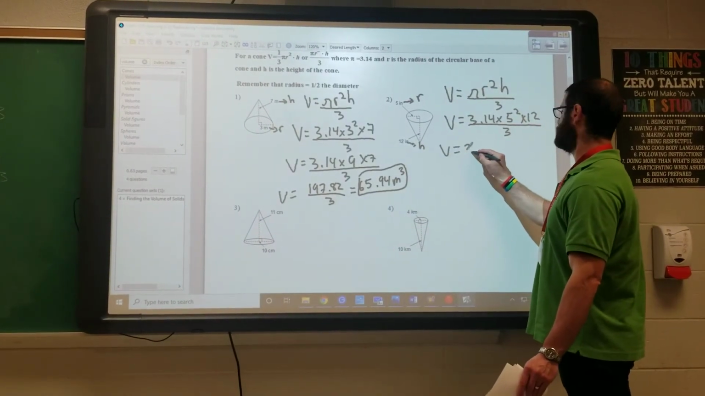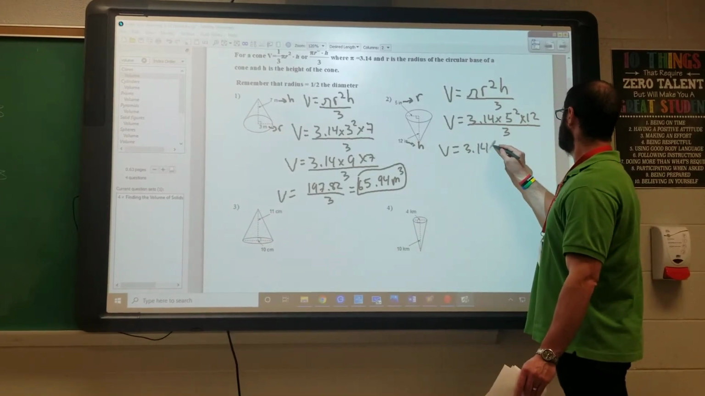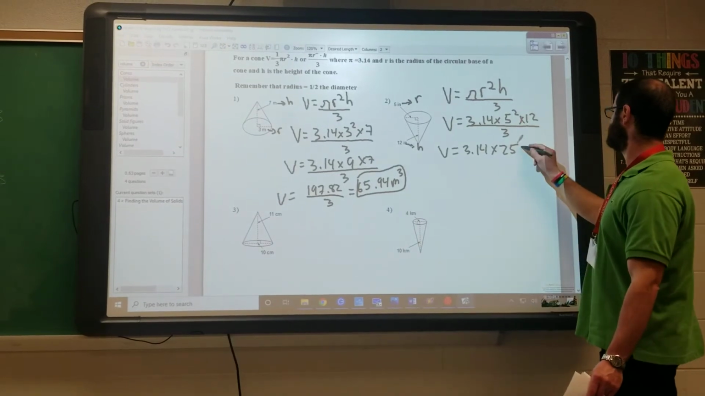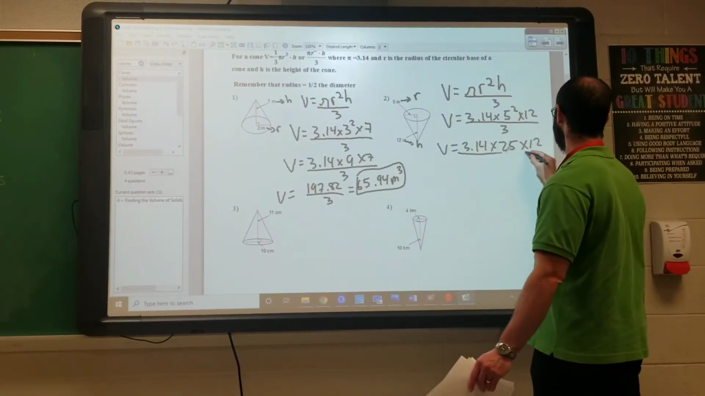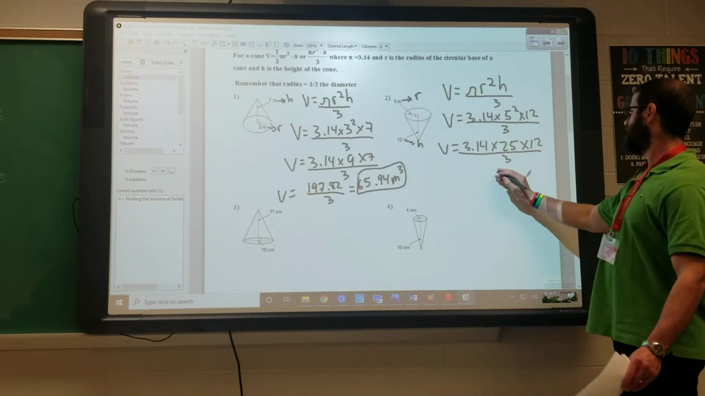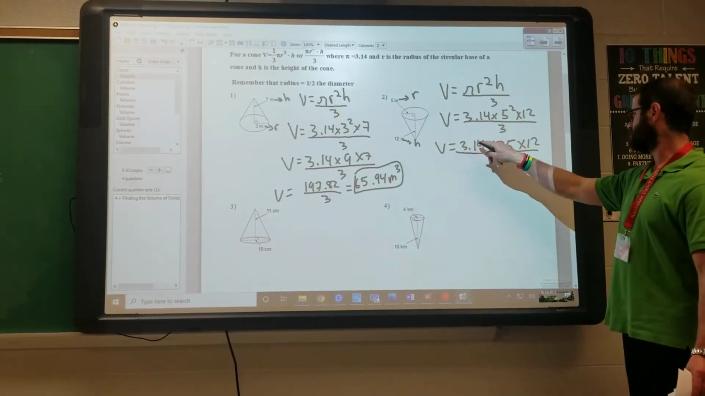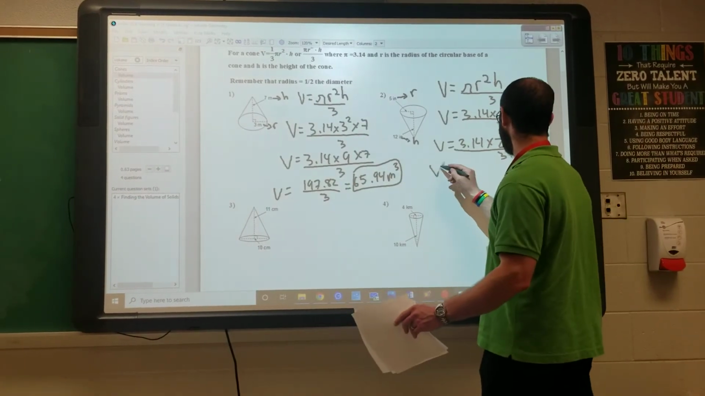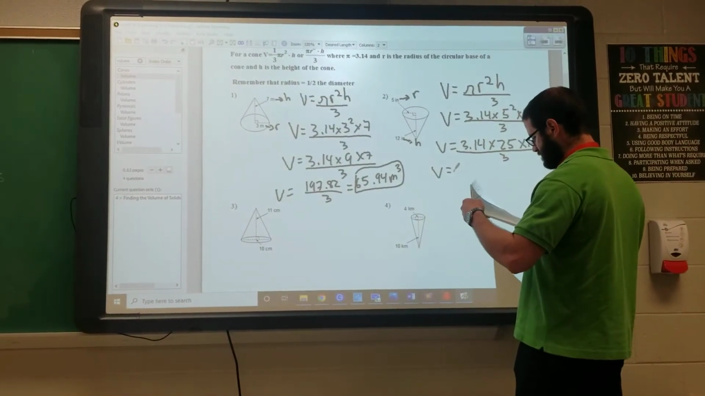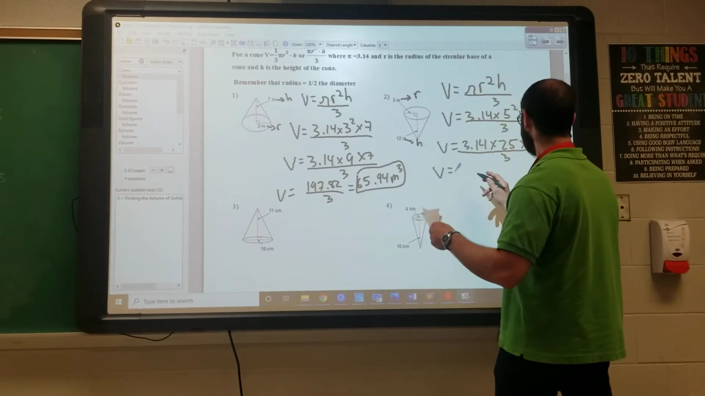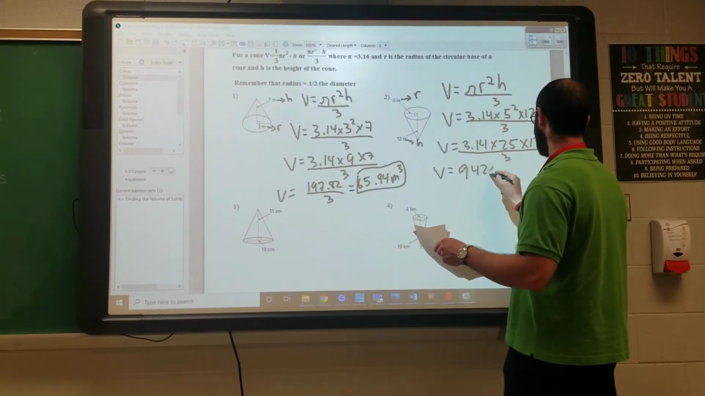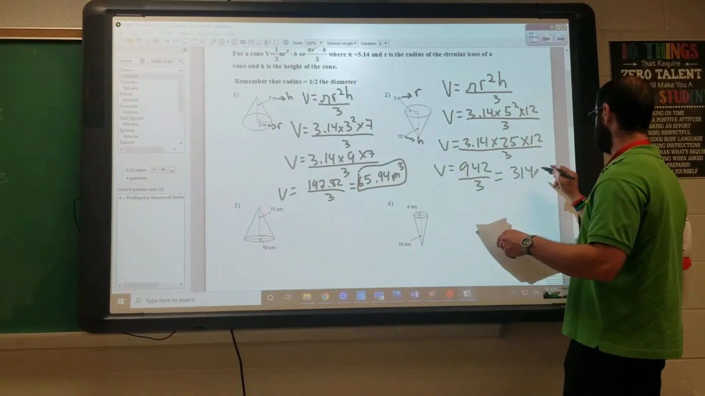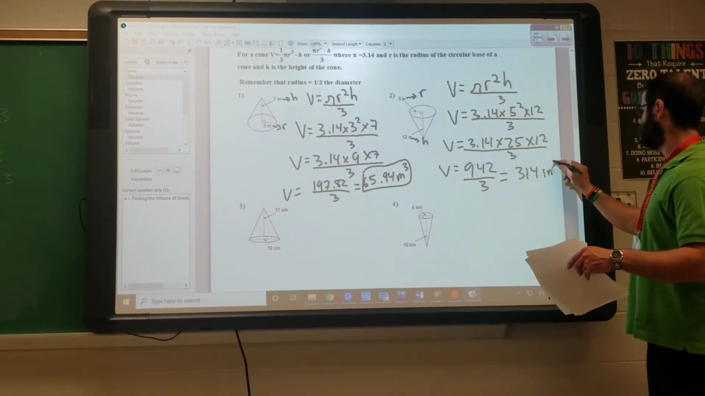Okay, so 3.14 times 5 squared, so that's 25. Remember, we have to do that exponent first, times 12 over 3. Now you need to multiply the top, everything, 3.14 times 25 times 12. Do that first before you divide. So you'll end up with 942 on the top, divide by 3, so you will get 314 even. And that's going to be inches cubed.